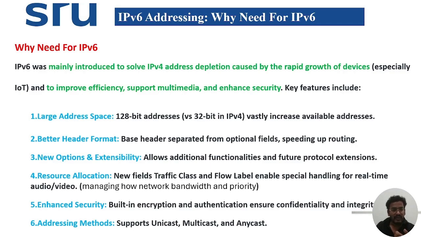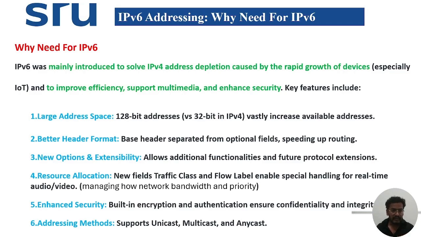Then resource allocation: new fields, traffic class and flow label. The flow label of data is enabled for special handling of real-time audio and video, managing network bandwidth and priorities as well. Based on the bandwidth and priority, the audio and video are transferred without any traffic, in a smooth manner.